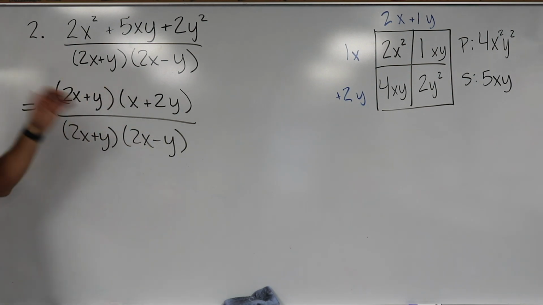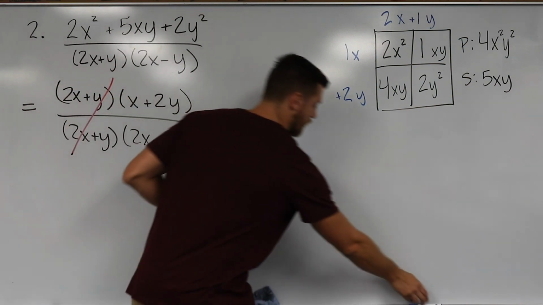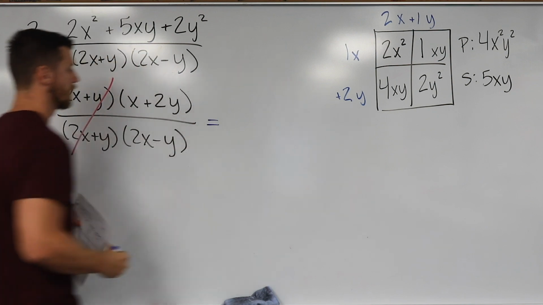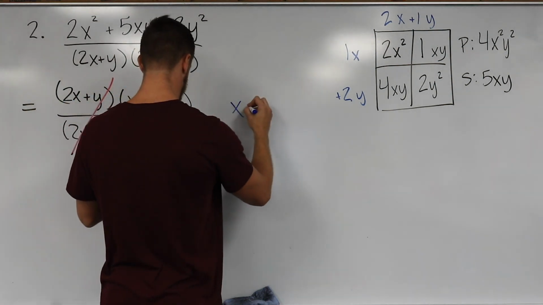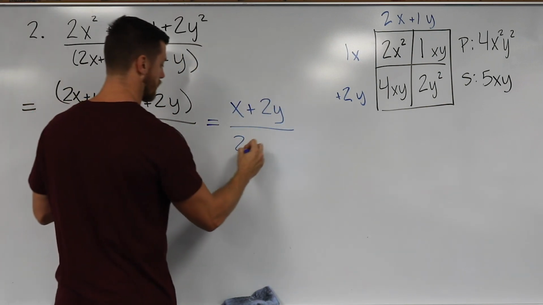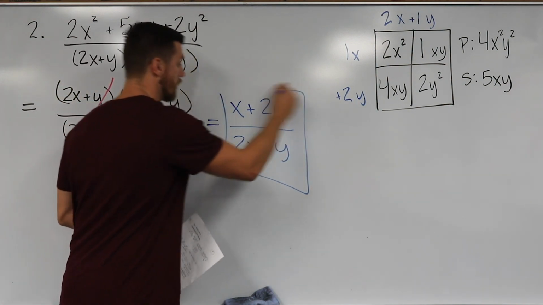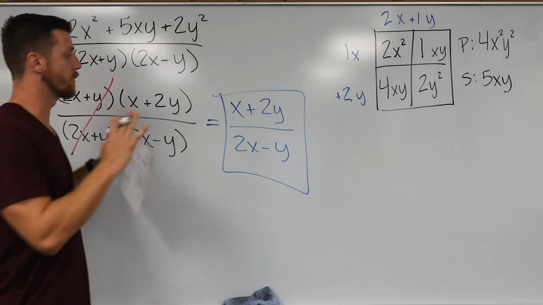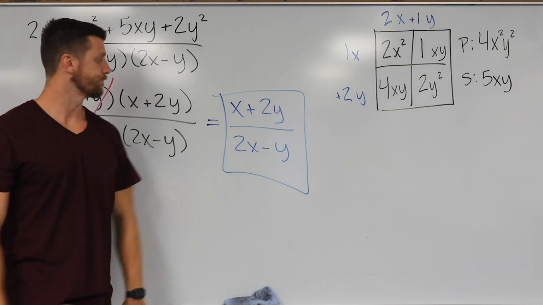Well, mine, that doesn't minus, okay. Hey, 2x plus y, 2x plus y. How about that? So what's our answer? What's the only thing that's left? You've got x plus 2y divided by 2x minus y. You can't do anything else with that. That is it. Number 2 is done. That is the reduced form of all that stuff. In other words, we just simplified. All right?